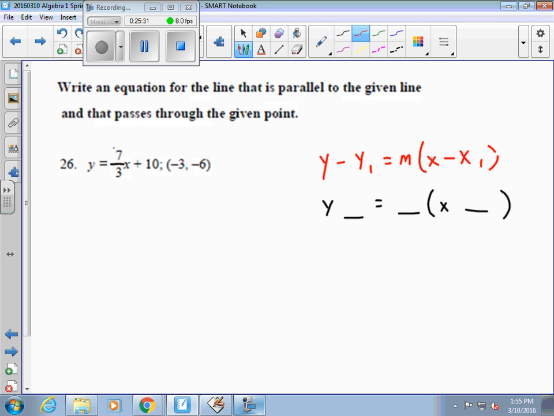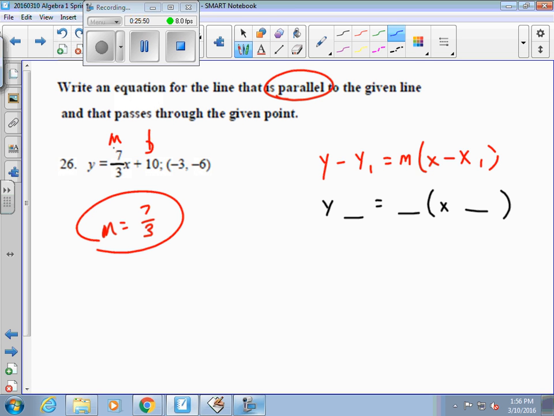Write an equation for the line that's parallel to the given line. Y equals 7 over 3x plus 10. Y equals mx plus b. Your m value for this one is 7 over 3. Remember, parallel lines have the same slope. So the new line is going to have the same slope. So you're given a slope and you're given a point. It says it passes through the point negative 3, negative 6.